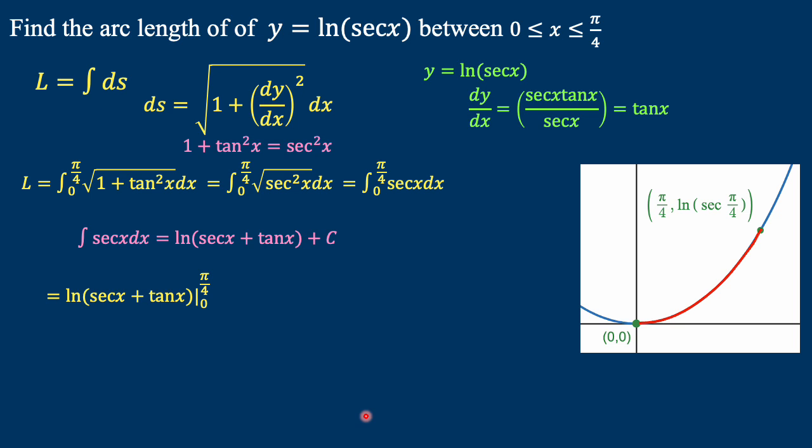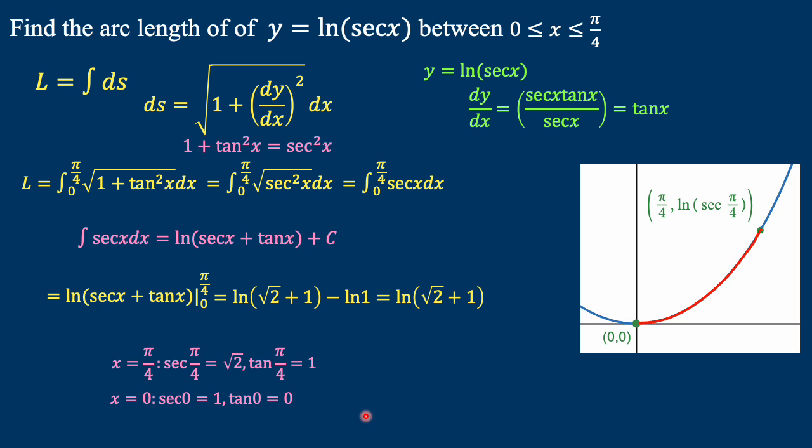When you plug in x equals pi over 4, secant pi over 4 is square root 2, tangent pi over 4 is 1. x equals 0, secant 0 is 1, tangent 0 is 0. So we have this value, ln of square root 2 plus 1 minus ln 1. ln 1 is 0, guys. Arc length should be ln of square root 2 plus 1.